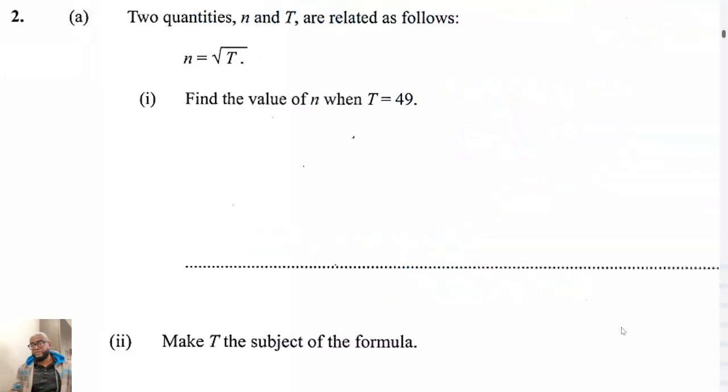So that would be the computation and consumer arithmetic question. All right, let me go. Let me do it. It's simple, right? 2 quantities, n and t, are related as follows. They are saying that n is equal to the square root of t. Find the value of n when t is equal to 49. So that means n is equal to the square root of what? What is t? 49. So n is equal to 7.